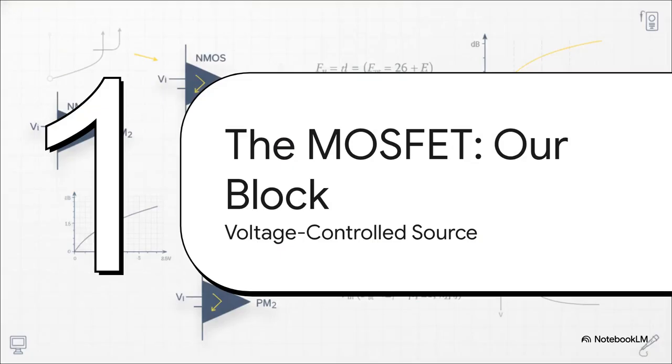So, what's our secret weapon for bridging this gap? Well, our building block is the mighty MOSFET transistor. At its heart, it's a voltage-controlled current source, and we're going to be looking at it specifically in the context of a technology called CMOS.